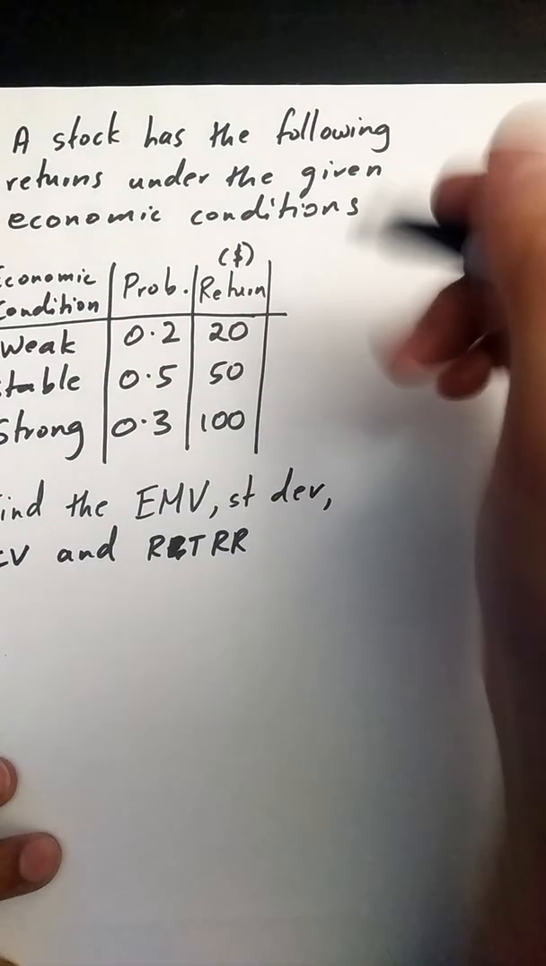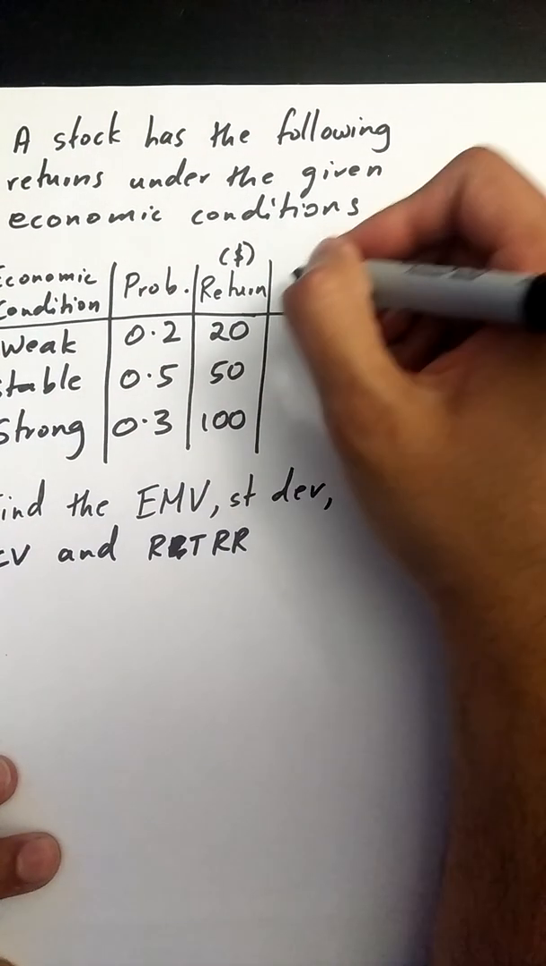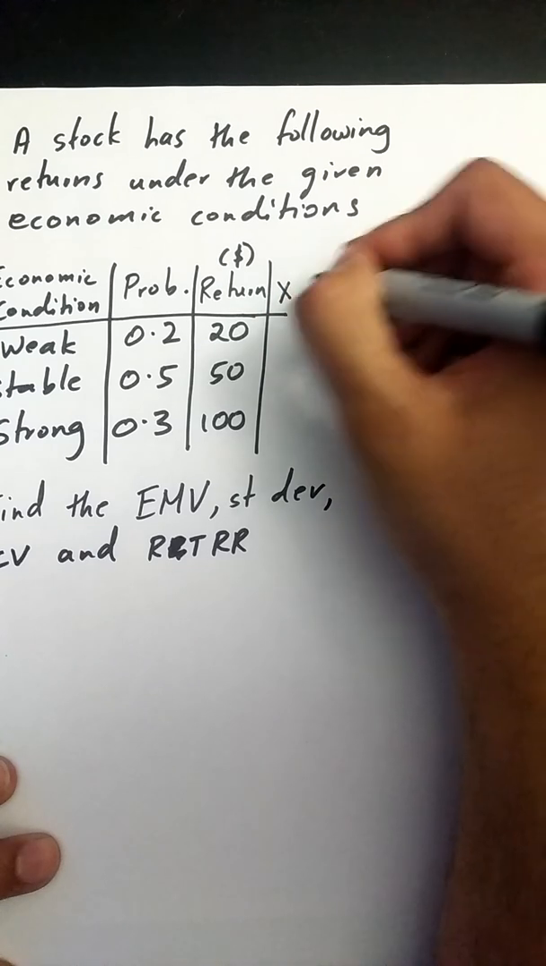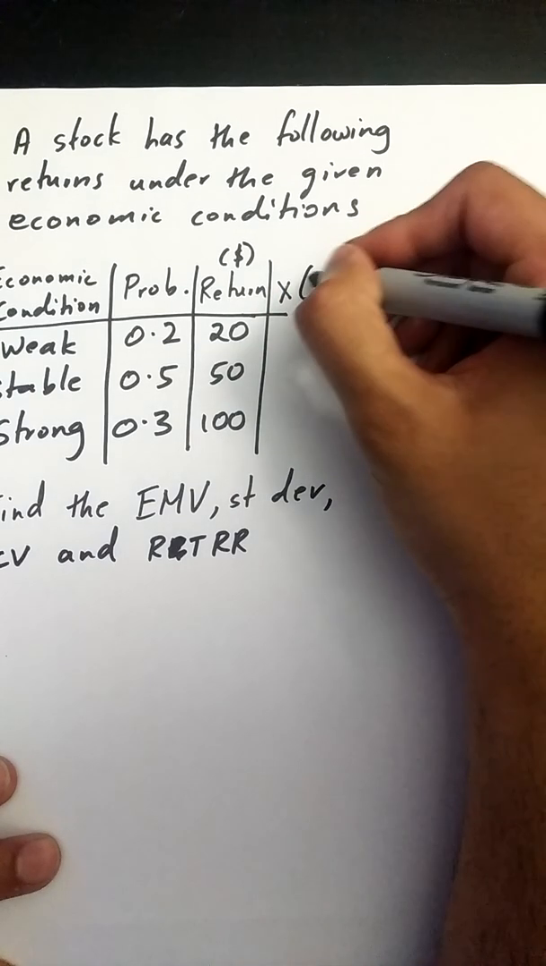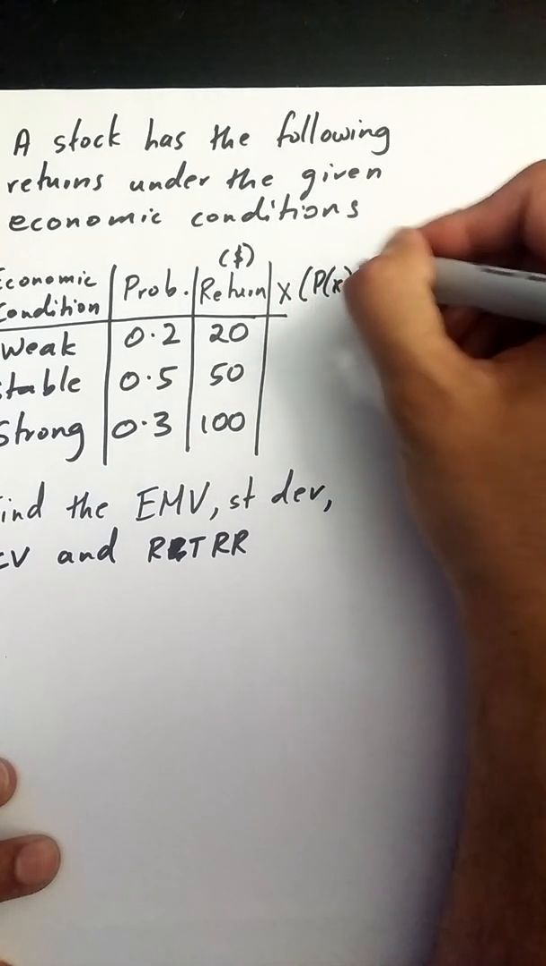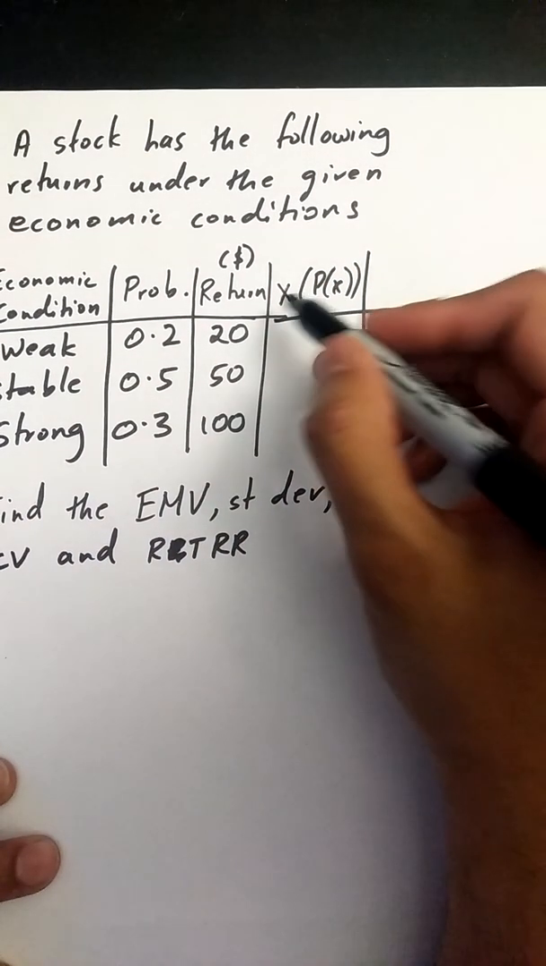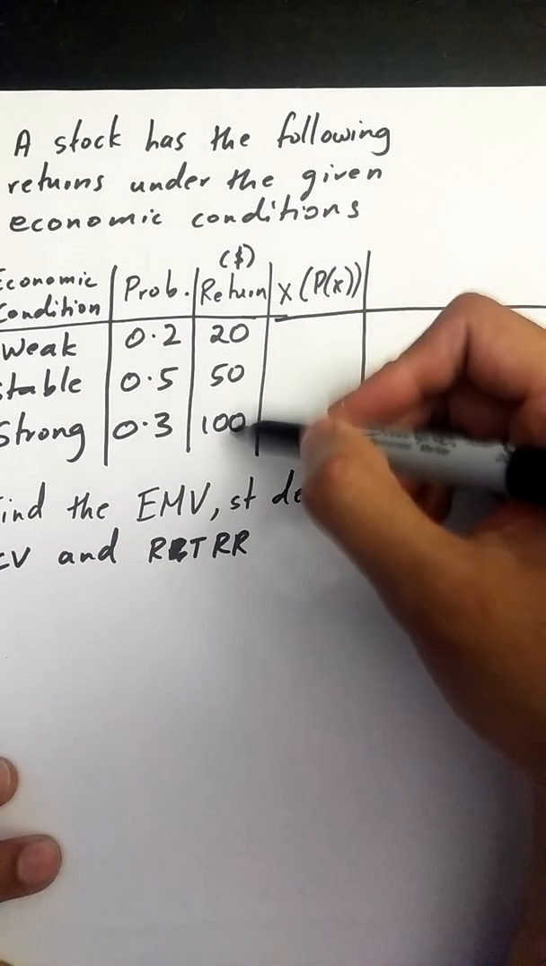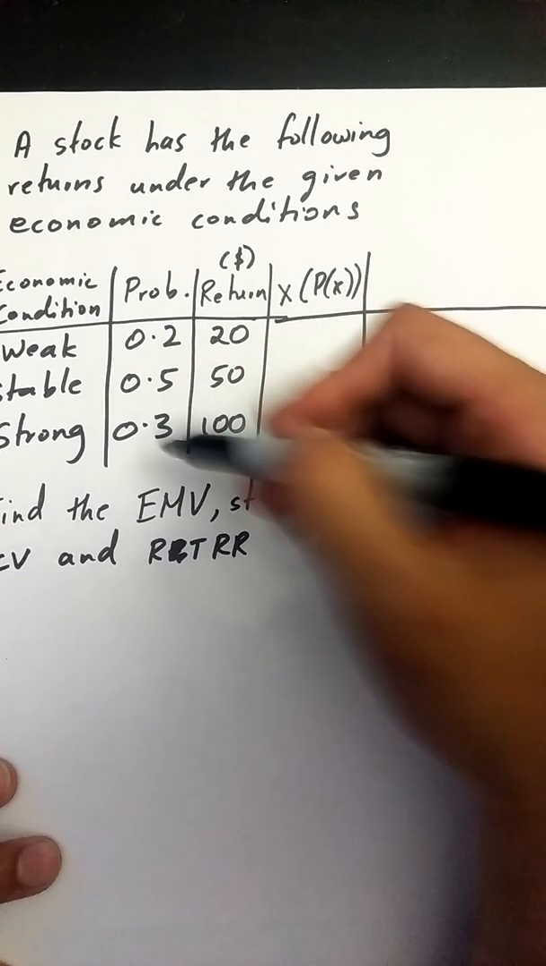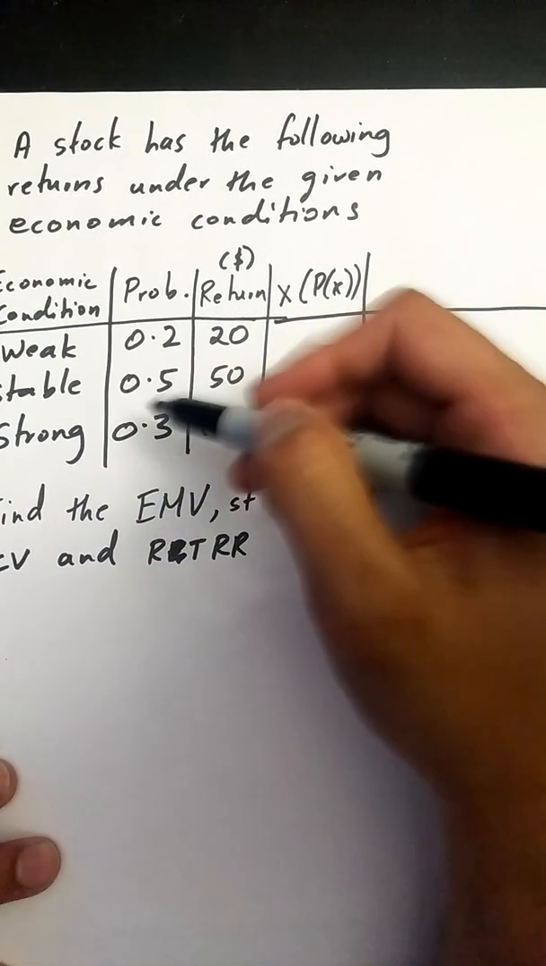So again, if we're doing that, I prefer to do the table method. This column is x times p of x. Okay, so in this table, our x is basically our return over here, and our p of x is our probability column. So I'm multiplying these two columns.